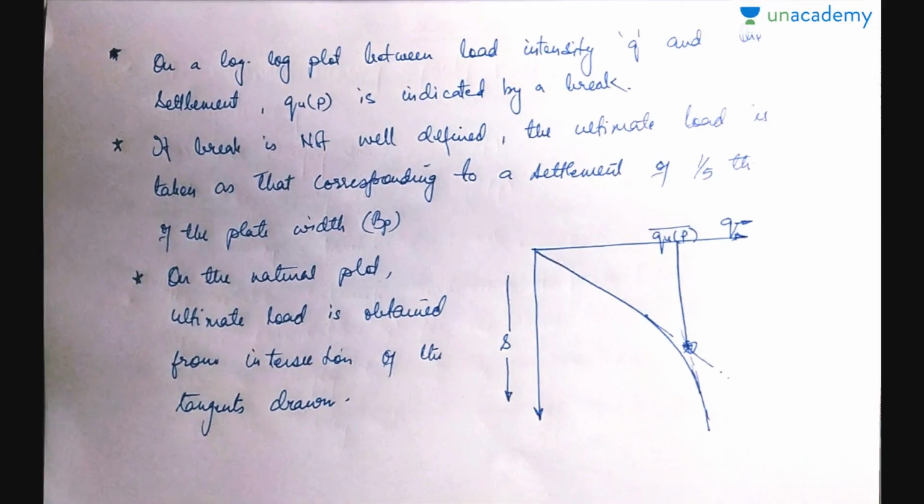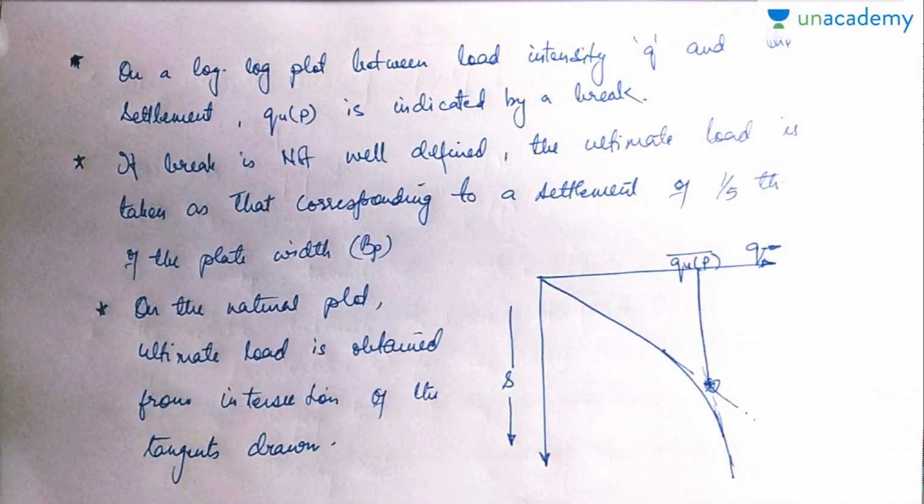On a log-log plot between load intensity q and settlement, the q_up, the applied pressure, is indicated by a break. If the break is not well defined, in that case, the ultimate load is taken as that corresponding to a settlement of 1/5 of the plate width. On a natural plot of load settlement, the ultimate load is obtained from the intersection of the tangents drawn.